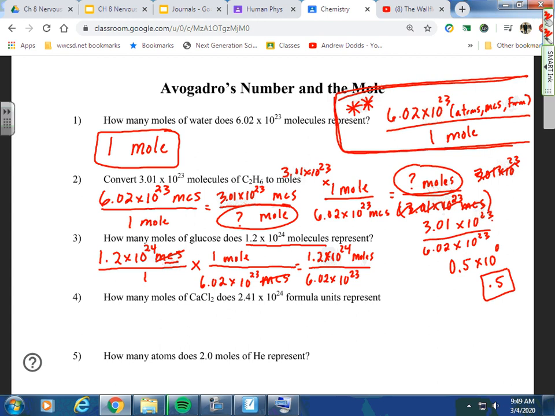So now we've got to divide scientific notation. I'm just going to take the front number and divide those. So 1.2 divided by 6.02 is 0.199. I could probably just write it as 0.2.